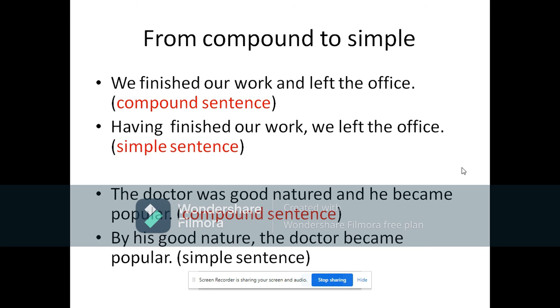The doctor was good natured and he became popular. Compound sentence. It can be turned into a simple sentence in this way: By his good nature, the doctor became popular.